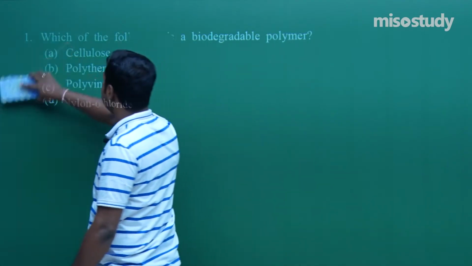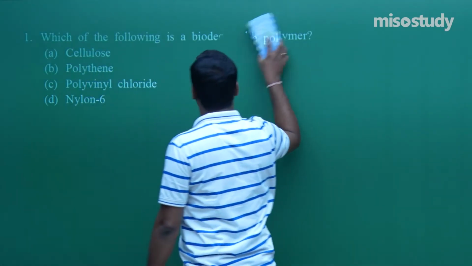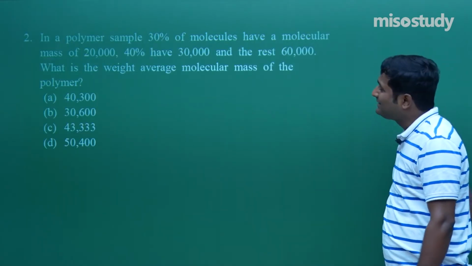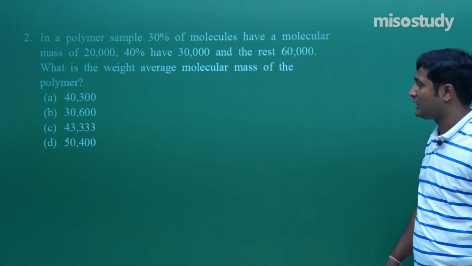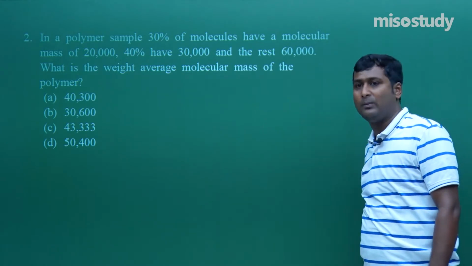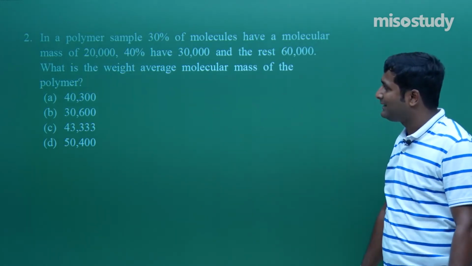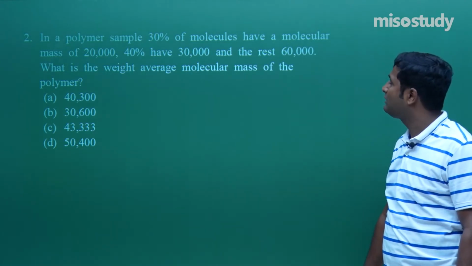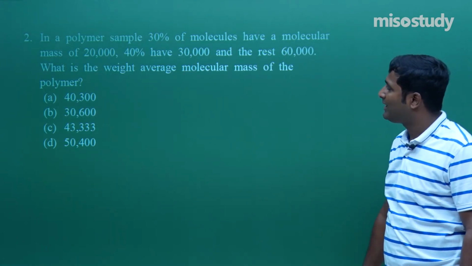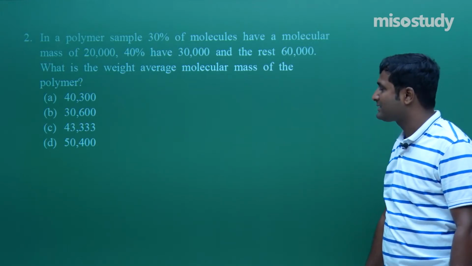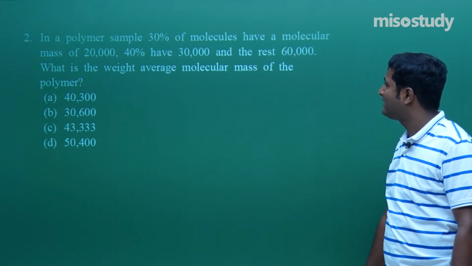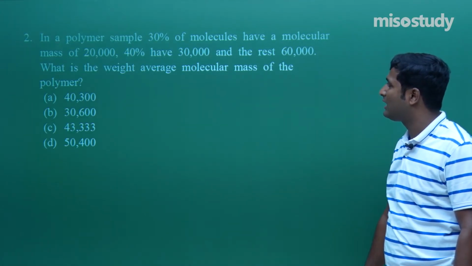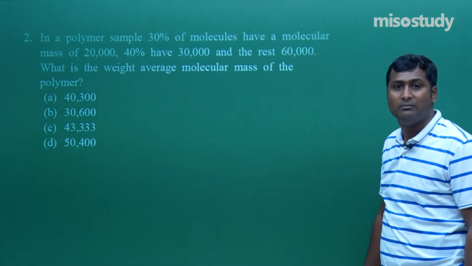What will happen? Check it out. Now, question number 2. Read the question carefully. I have introduced a sample numerical problem on this topic. In a polymer sample, 30% of molecules have a molecular mass of 20,000, 40% have 30,000, and the rest 60,000. What is the weight average molecular mass of the polymer?